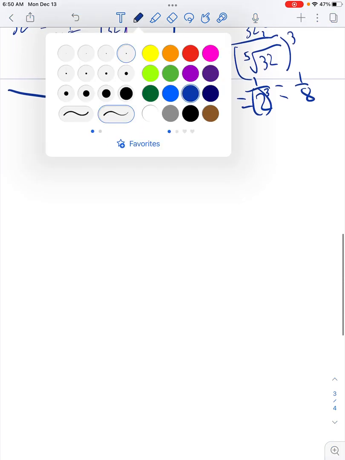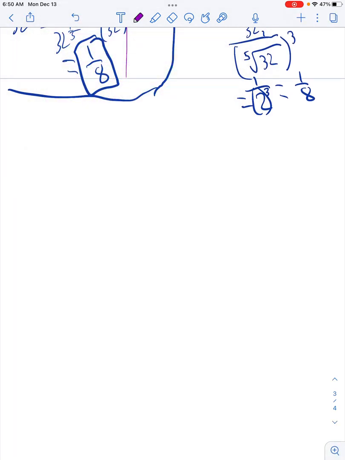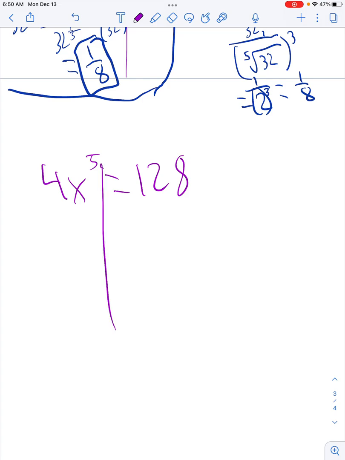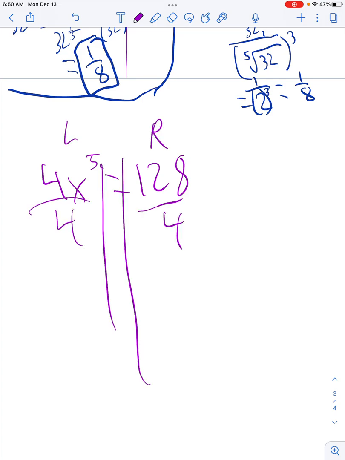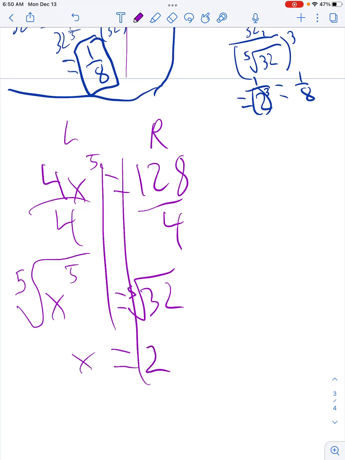Last example. Solving equations. Let's say that we have 4x to the 5th equals 128. First step is to get rid of this 4. So again, anything I do on the left, I'm going to do on the right. Divide by 4. x to the 5th equals 32. Now I'm going to take the 5th root of x, the 5th root of 32. We just did an example like this. x equals 2.